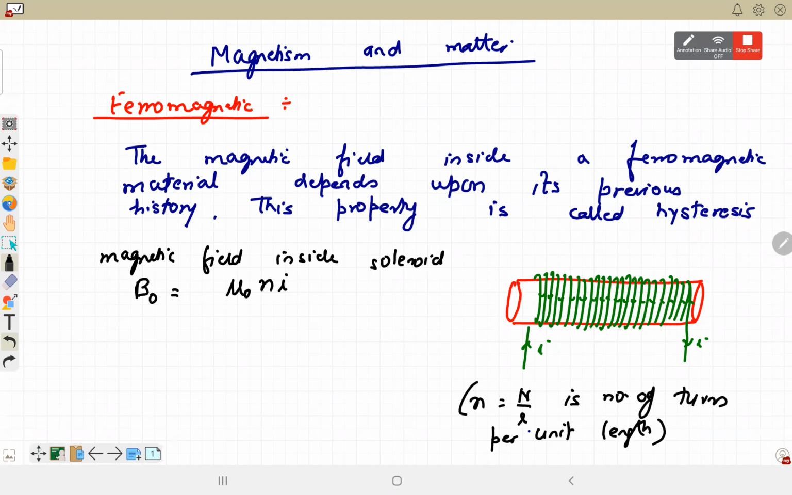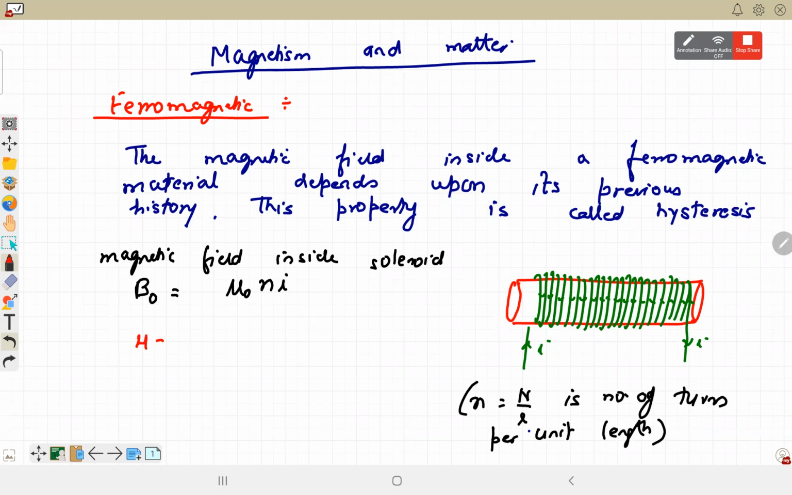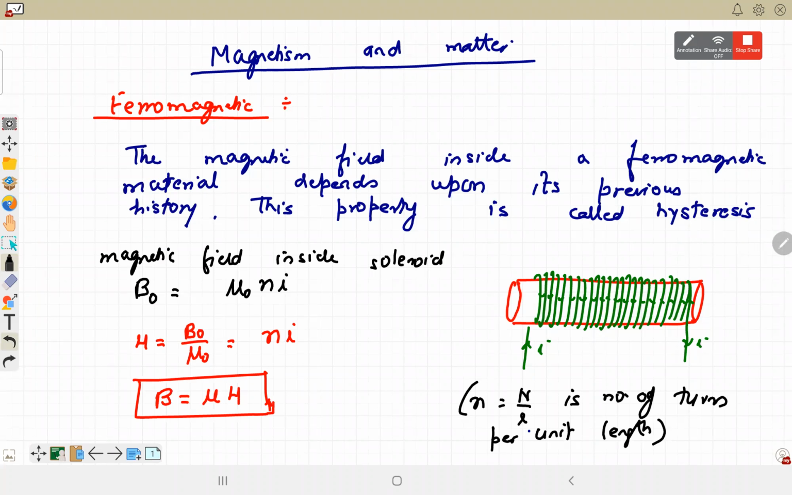If you remember, हमने मैग्नेटाइजेशन के टाइम पे एक फॉर्मूला डिफाइन किया था, that was magnetic intensity of external field, which will become B naught by mu naught, and that will become n times I. The current in this solenoid is increased, and with the increase in current, the magnetic intensity will also increase. H is equal to n times I. By increasing the intensity of the external magnetic field, we have to plot the magnetic field versus intensity graph, B versus H.